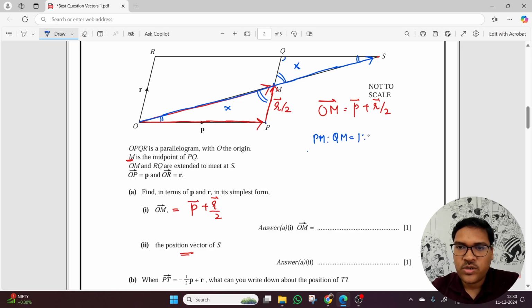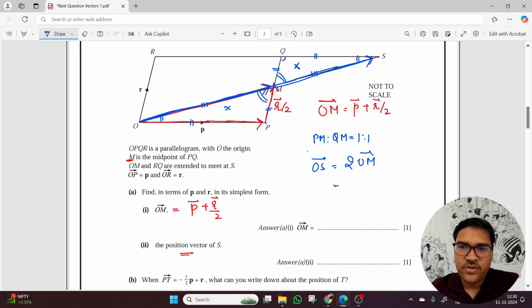Will be equal to 1 is to 1 because this is the midpoint. So obviously if this is equal to this, then this side length will be equal to this side length. So can I say, what is the position vector of S, that is the OS vector? The direction of the OM vector and the OS vector is the same. The only difference is of magnitude. And this is double of this. So this is double of the OM vector.